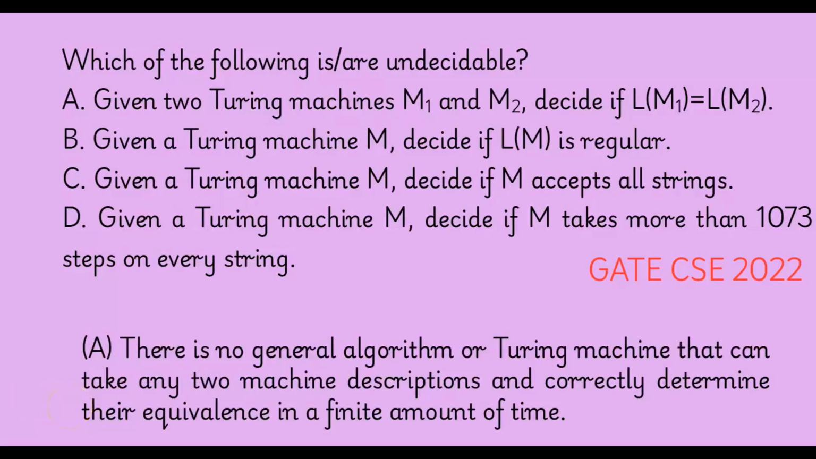Option A, there is no general algorithm or Turing machine that can take any two machine descriptions and correctly determine their equivalence in a finite amount of time. That is, to check whether two Turing machines accept the same language is an undecidable problem.